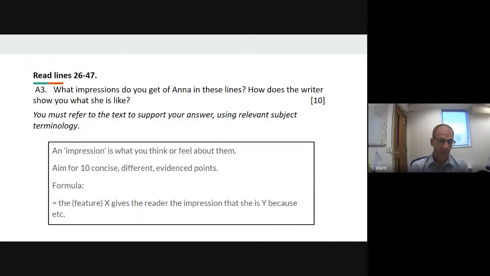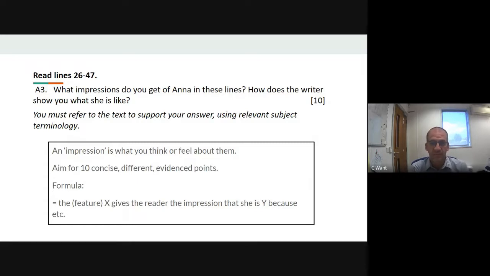So again here, you need to aim to make anything up to 10 different points. An impression is what you think or feel about them. So I get the impression that she was lazy. I get the impression that she was unreliable. I get the impression that she is, whatever you think or feel about them.